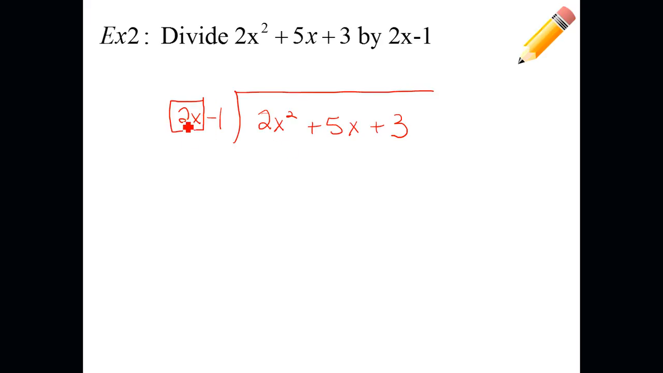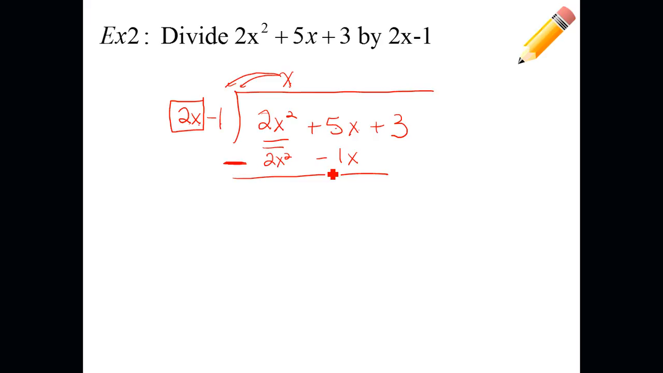And we say, what do I need to multiply 2x by to turn him into 2x squared? We need to multiply him by another x, right? So when I do that, now I need to distribute to both pieces. X times 2x is 2x squared. X times negative 1 is negative 1x. Subtracting, okay, 2x squared minus 2x, nothing.